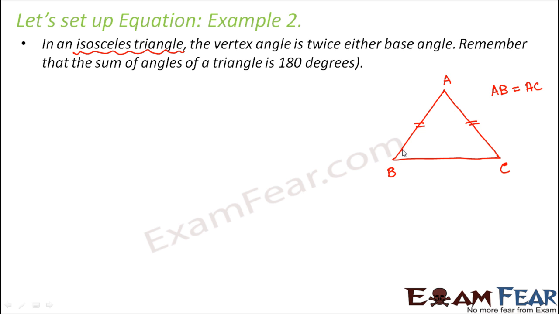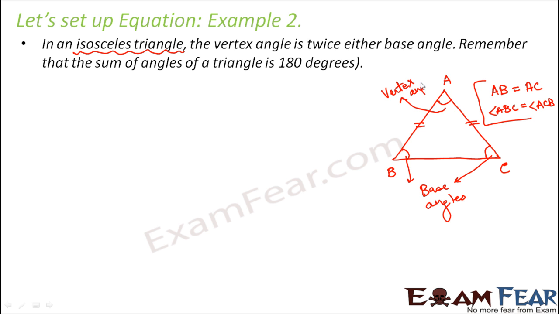Now, these two angles are also equal. That is, angle ABC is equal to angle ACB. So, these are the properties of an isosceles triangle. Now, these two angles are called the base angles because they are located at the base, and this angle, the third remaining angle, is called the vertex angle. Clear? So now we understand what is base angle and what is vertex angle in an isosceles triangle.